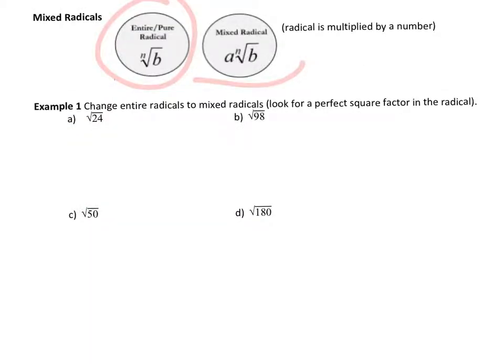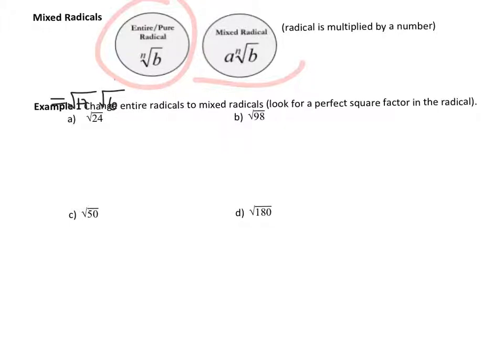So we're going to have a look at a couple of these entire radicals and change them to mixed radicals by looking for the perfect square factor that is in the radicand. So think about the square root of 24. I can simplify that by saying, okay, the square root of 24 has a factor of 4 in there, and 4 is something that can be square rooted evenly.